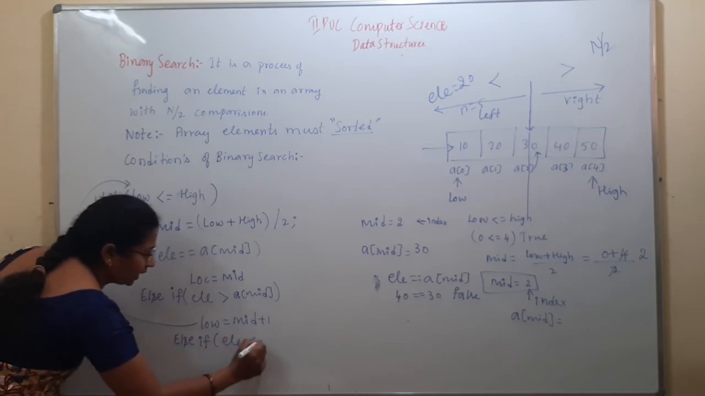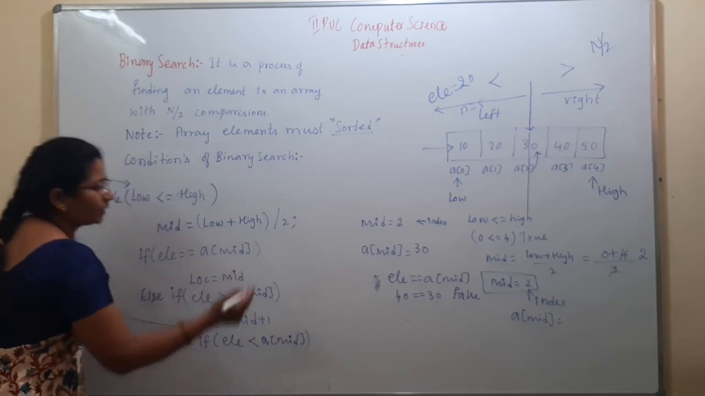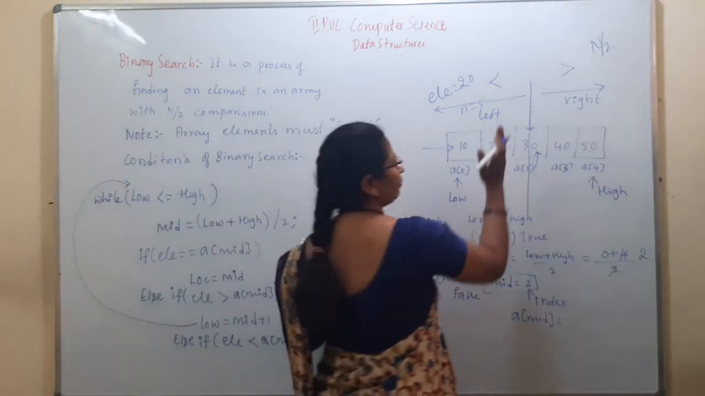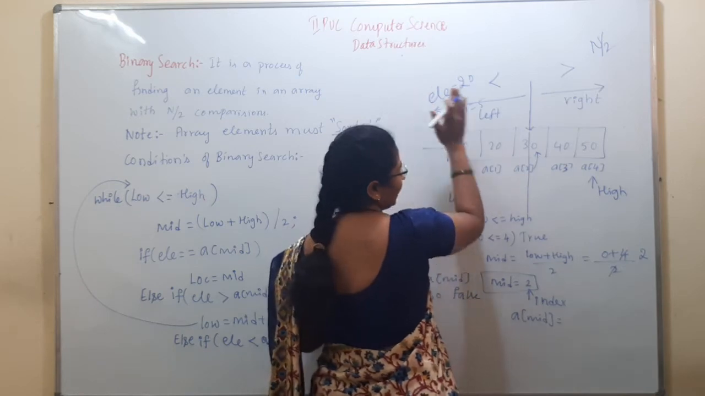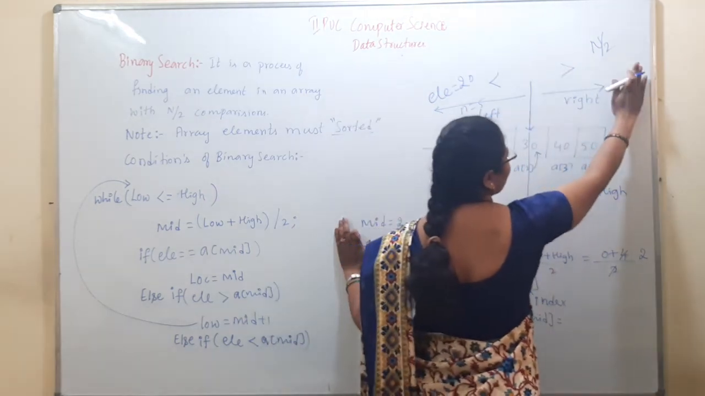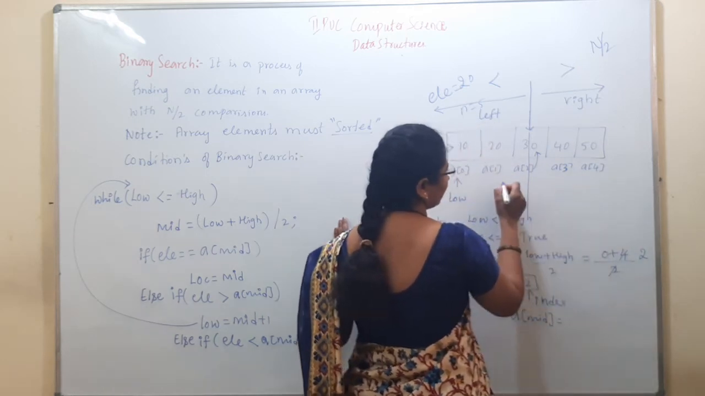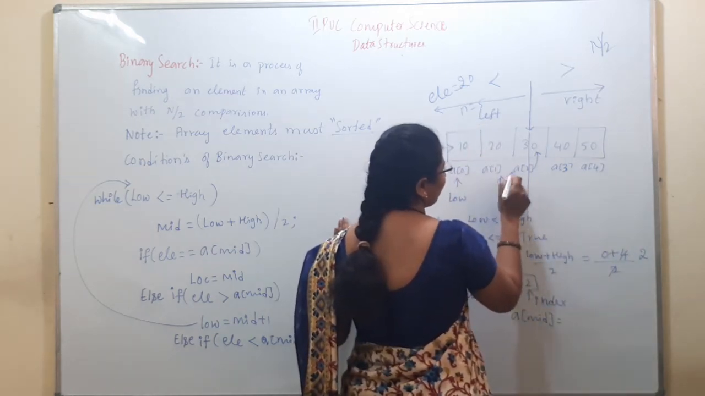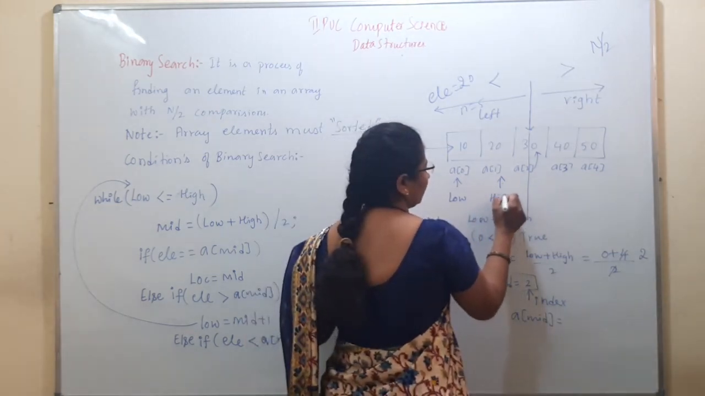Element is less than A of mid. If it is less than A of mid, that time we need to traverse only the less than side, the left hand side, not the right hand side. That time you need to change your high pointer to mid minus 1. What is mid? 2. 2 minus 1? It is 1.